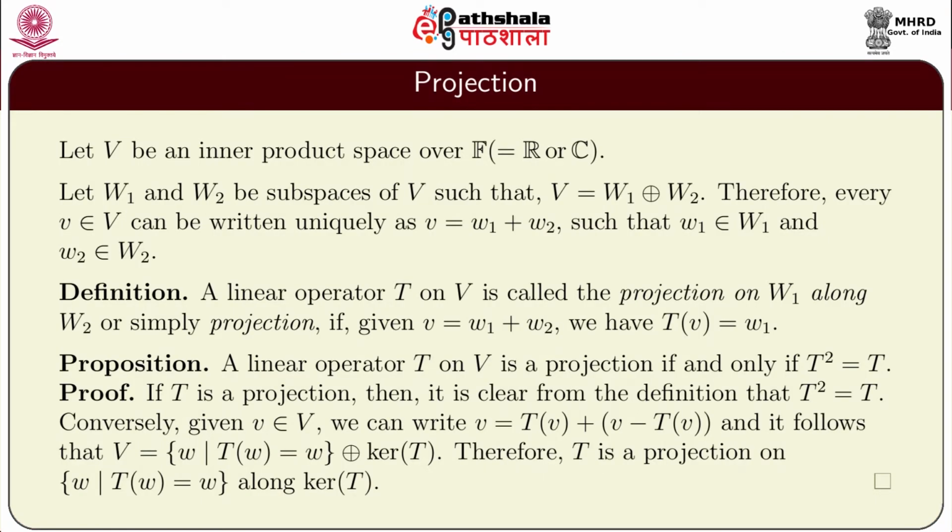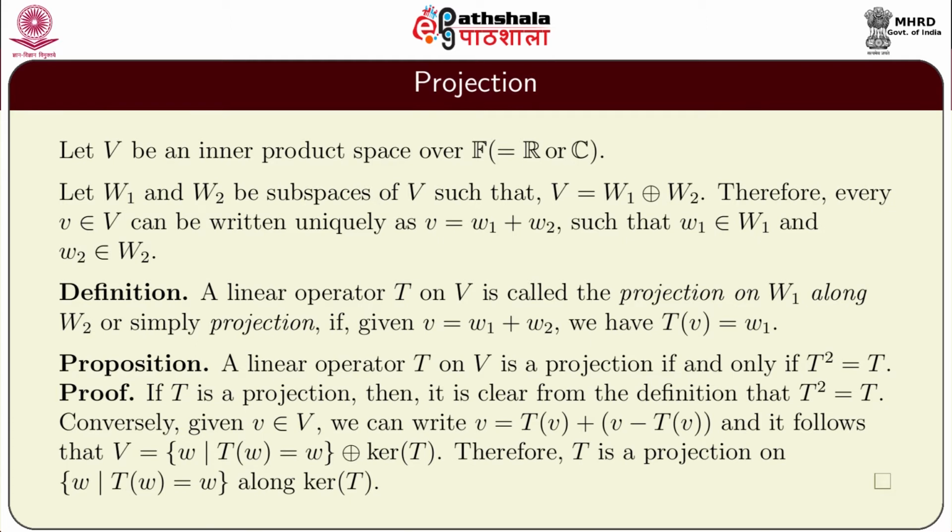Let V be an inner product space over the field F, which is the field of real or complex numbers. Let W1 and W2 be subspaces of V such that V is the direct sum of W1 and W2. Therefore, by the definition of direct sum, every vector v in V can be written uniquely as w1 plus w2, such that this vector w1 is coming from the subspace W1 and the vector w2 is in the subspace W2.